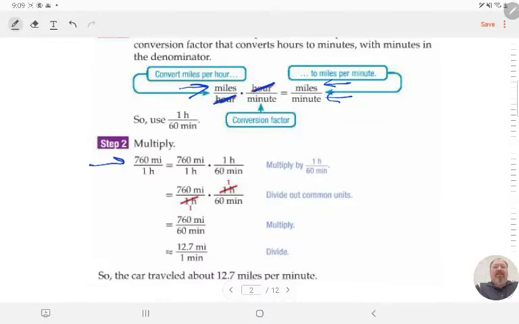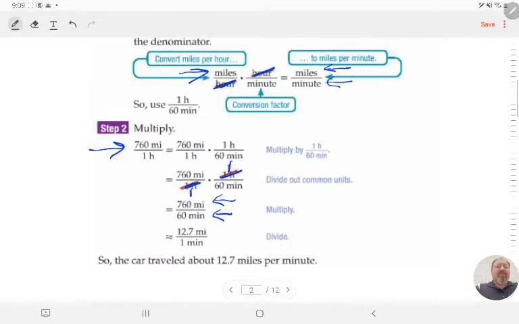Then I would just come down here and I could multiply 760 miles per hour times 1 hour per 60 minutes. Then again, I can cross out the hours, and that's 1 and 1. Multiply straight across. 760 times 1 is 760 miles, and 1 times 60 is 60 minutes. And then I simply just need to divide 760 by 60, and that would give me approximately, remember that the two wavy lines means approximate because we're rounding the decimal. So 760 divided by 60 is approximately 12.7 miles per 1 minute, or 12.7 miles per minute. Okay?